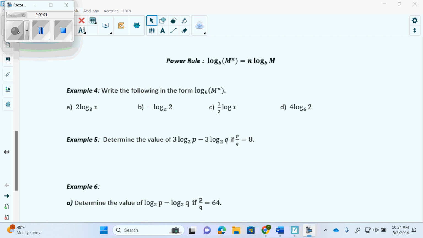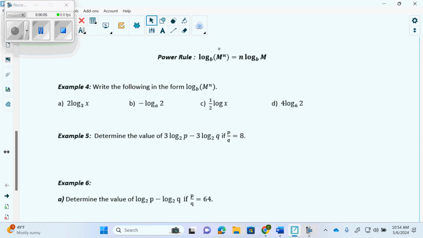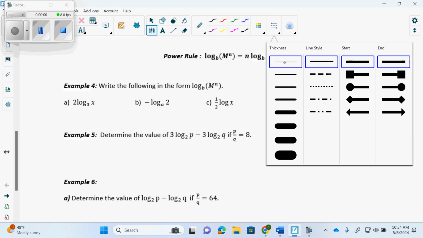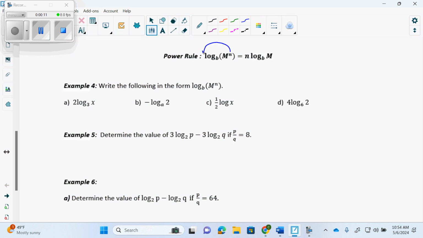For the power rule, we can take the variable and drop it in front, or we can take it and raise it up to the exponent, correct? That's the power rule. It's on page 12, I believe. All right.